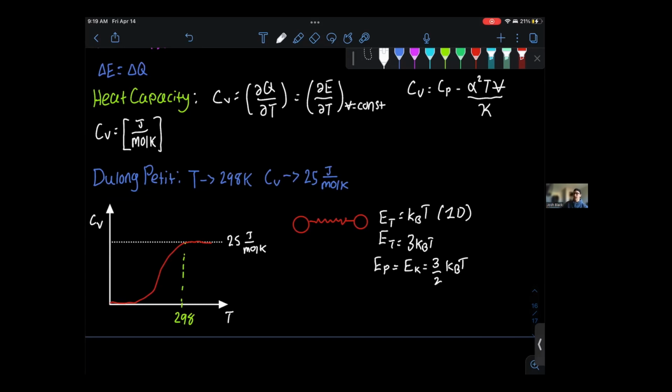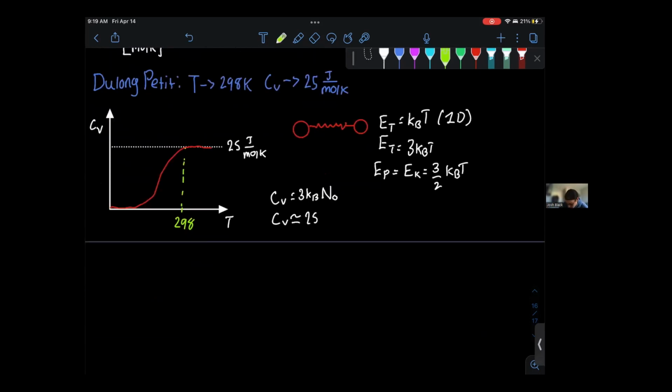Now, if we were to try to find our specific heat capacity in terms of the 3D model, we would have to do two things. First, we would have to take the derivative of our energy with respect to temperature, which would give us 3 Boltzmann constant. But if we want to find it per mole, we're going to have to multiply it by Avogadro's number. If you plug this into your calculator, you'll see that it's about equal to 25. So our theory works. Now we're going to move on to the quantum mechanical model.